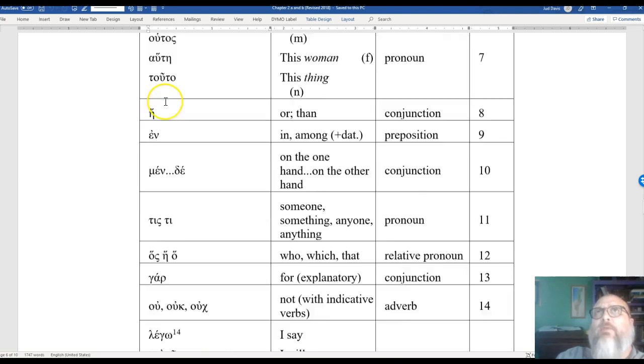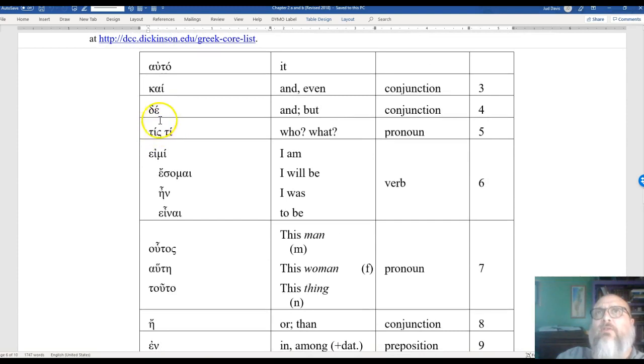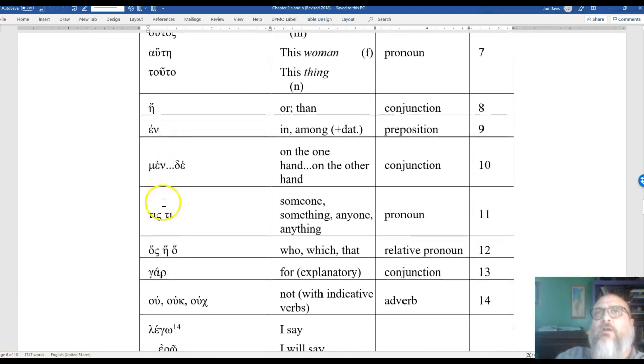hand. Tis, t without the accent. Notice this has the accent on the first syllable. This doesn't. If it doesn't have the accent on the first syllable, then it's not who or what, it's the other one, which is someone or anyone.